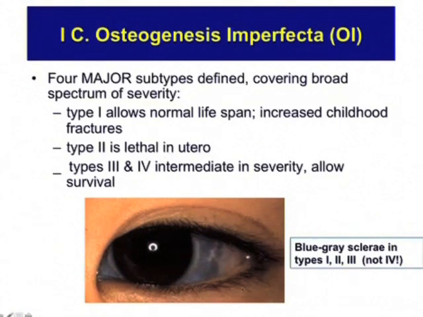And this is kind of what happens in the type 1, 2, and 3 forms of the disease. So the sclera, we talked about the fact that the collagen's not forming properly in the sclera. So the sclera is thin, and so you're seeing the choroid behind the sclera. So that's why it looks blue. It really pops out, clinically.